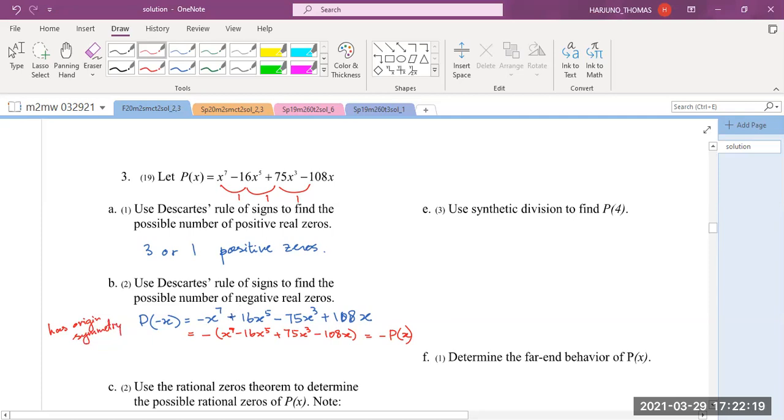Okay, now let's see how many negative zeros we're supposed to have. You will see, because it has origin symmetry, what happened on the right hand side will be basically replicated on the left hand side upside down. Now let's see if we really do that. And you see that, say, change one time, another one time, another one time. Right? Okay, so it has 3 or 1 negative zeros.